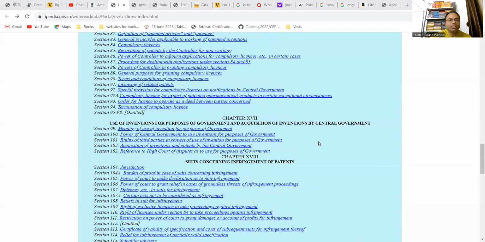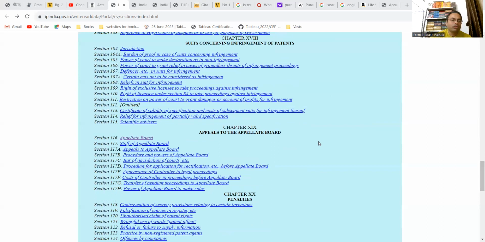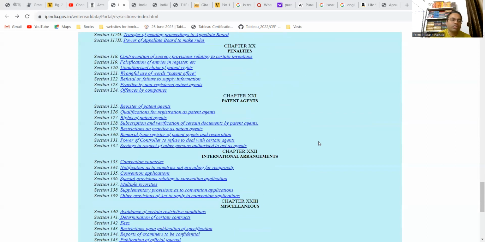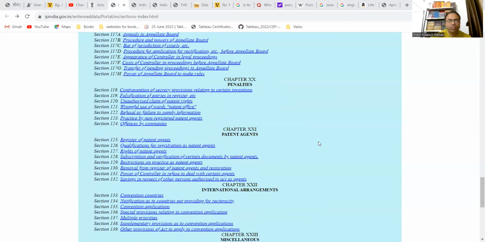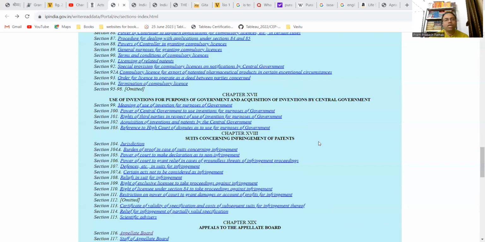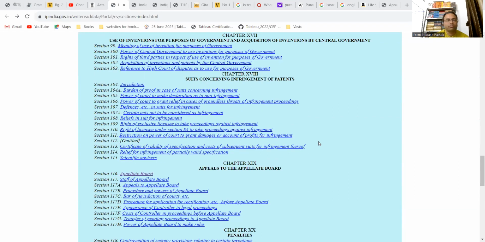Initially, it may appear to be difficult, but gradually you will get used to it and you can memorize. If you ask me, today I don't remember all the sections which I did when I was preparing for the patent agent exam. But today I know which sections are where, and then I can always look them up and go and read them.